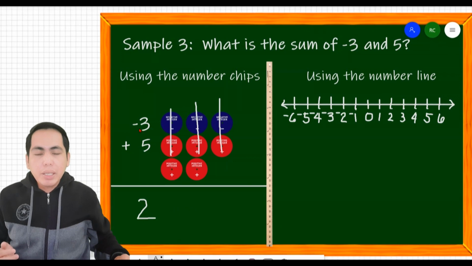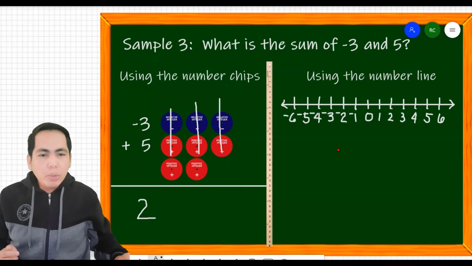So negative 3 plus positive 5 will give us 2. Now, what if we are using our number line? So, let's begin by identifying our first addend. Our first addend is negative 3. So, our negative 3 is found here.